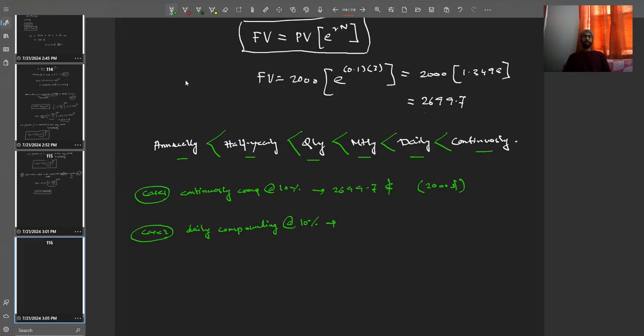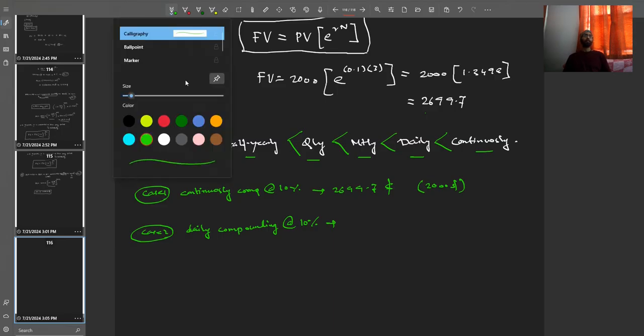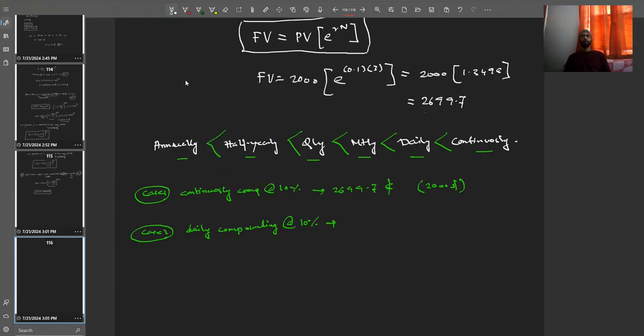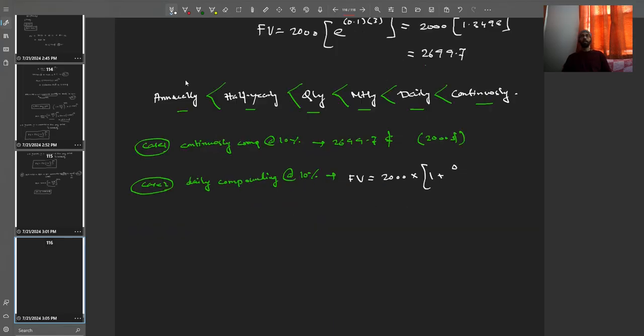Now, let us consider that there are no holidays in the bank. Every day is working, so compounding is happening every day. So what will be the calculation, friends? Future value will be equal to 2000 multiplied by 1 plus 10% or 0.10 divided by 365 to the power of number of periods, which is 3, into periodicity, which is 365. Let's calculate the value here, friends.